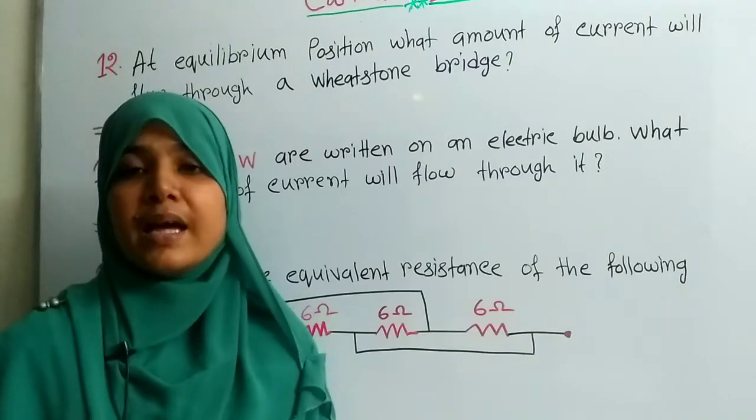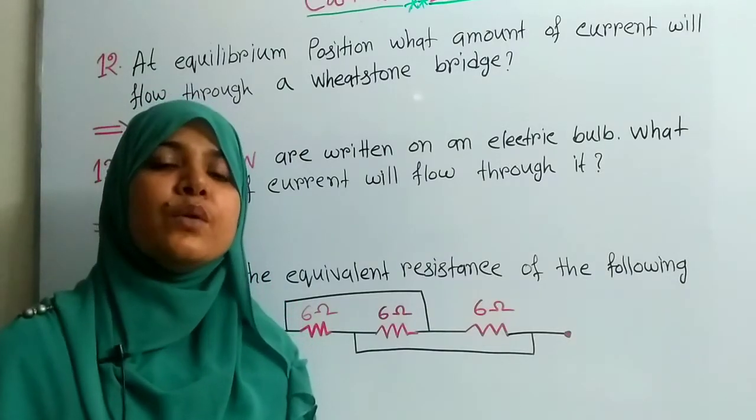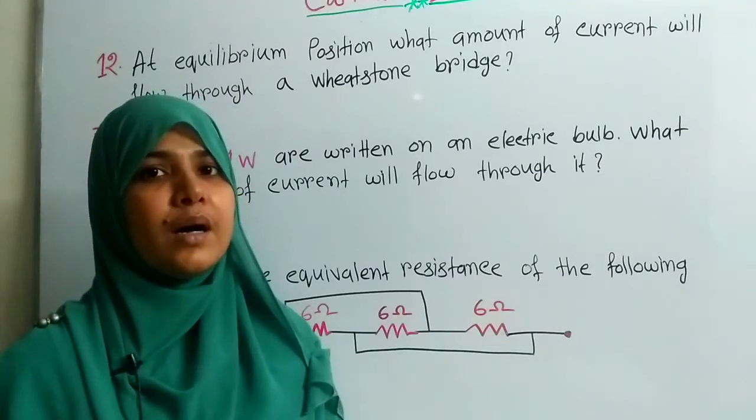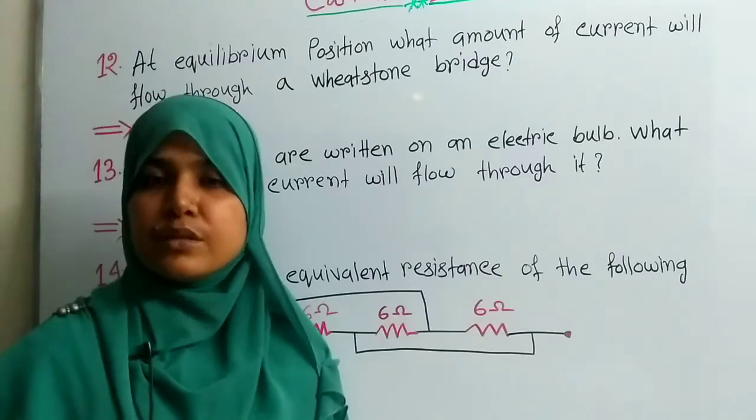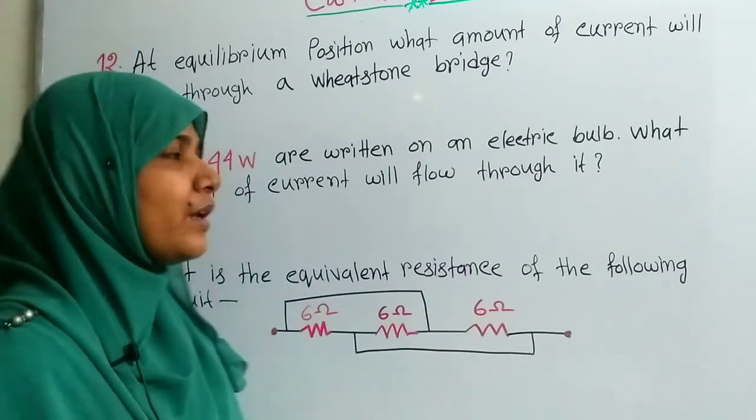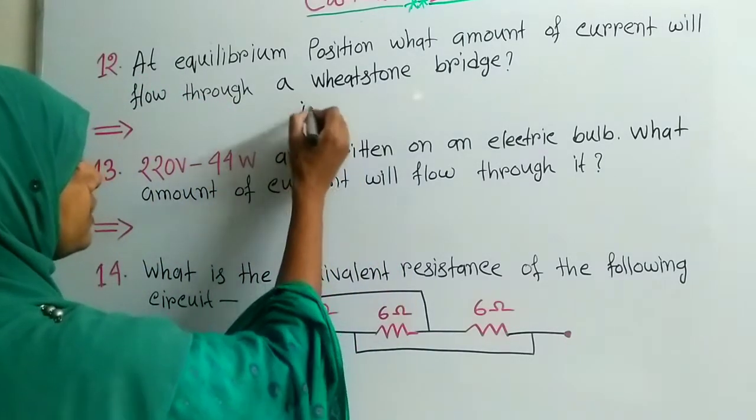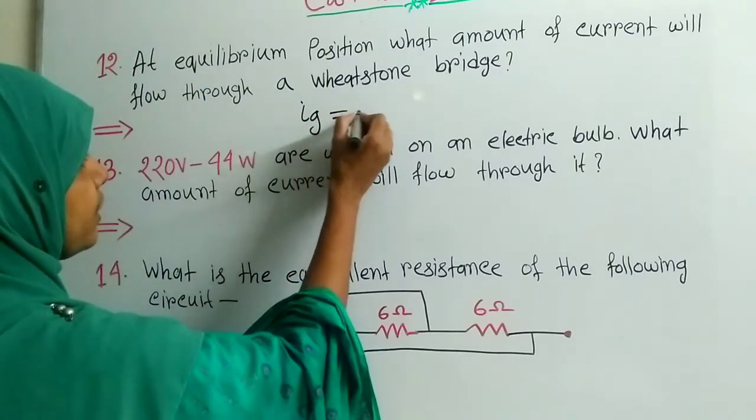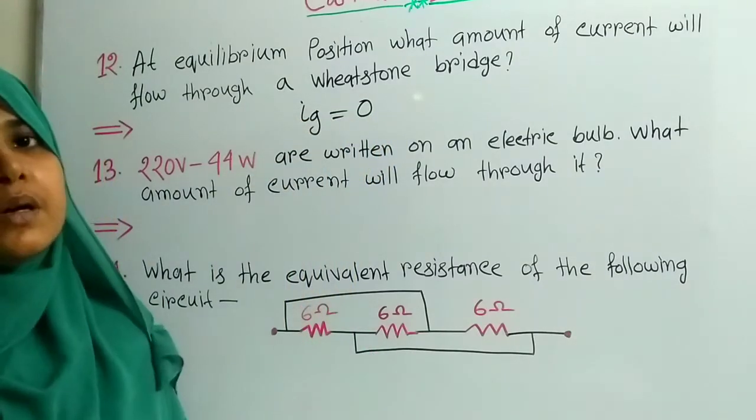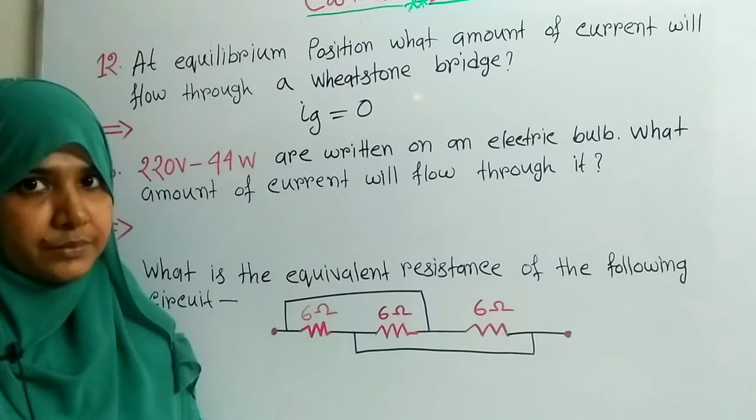At equilibrium position, what amount of current will flow through a Wheatstone bridge? You know that at equilibrium position there will be no current flow through a galvanometer of the Wheatstone bridge. So we can say that the value of Ig, or the current passing through the galvanometer, will be 0 when the bridge is at equilibrium condition.